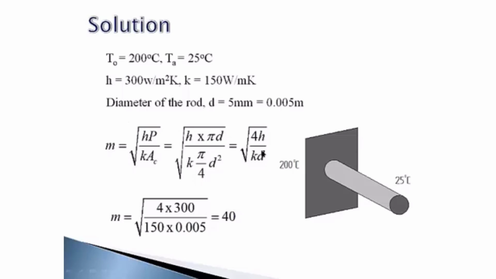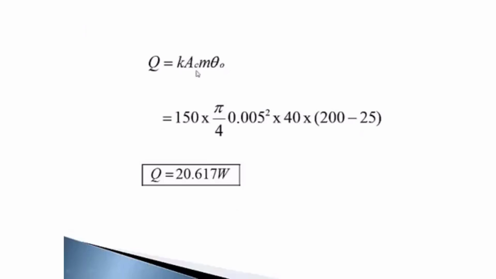Now you can substitute for h 300, the diameter is 0.005, and thermal conductivity is 150. If you substitute, you will get m as 40. So this is a basic step where you need to calculate m, because if you need to find out all the heat transfer and the temperature difference, you require m. So all of you understood this? Now let us go to the next slide where you calculate the heat transfer.